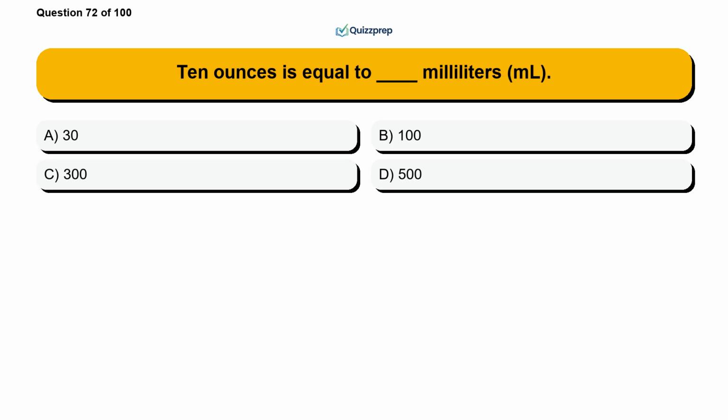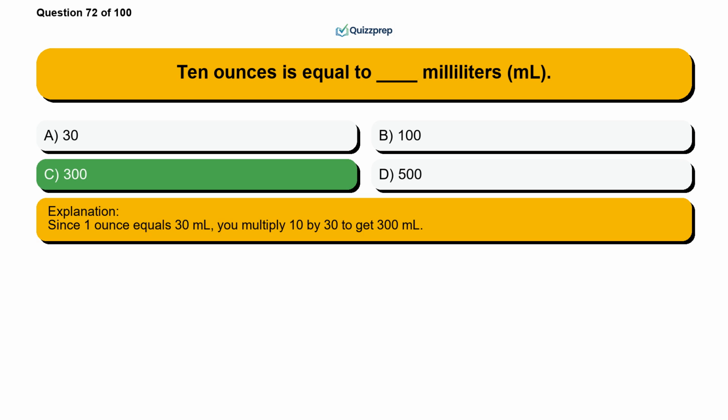Question 72. 10 ounces is equal to blank milliliters, ml. Option A, 30; option B, 100; option C, 300; option D, 500. The correct answer is option C, 300. Since 1 ounce equals 30 ml, you multiply 10 by 30 to get 300 ml.